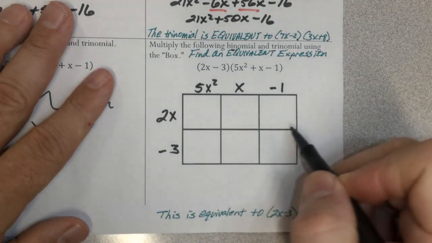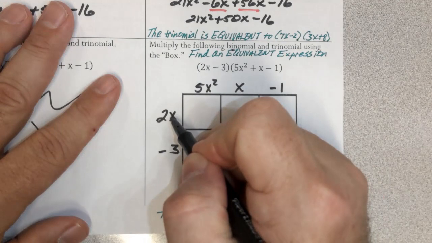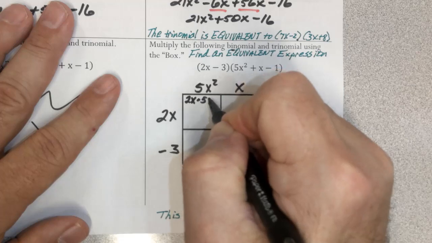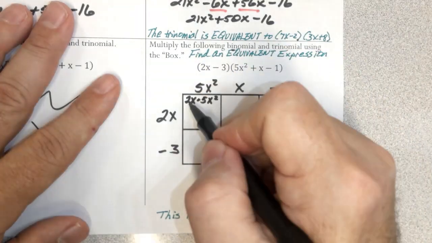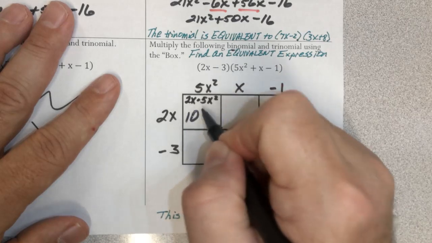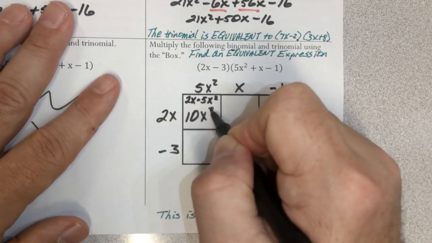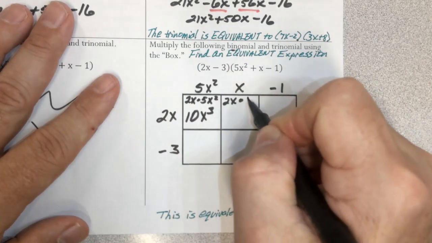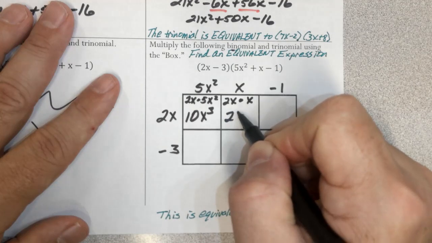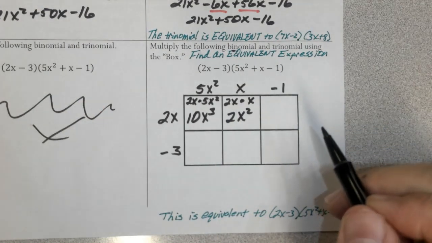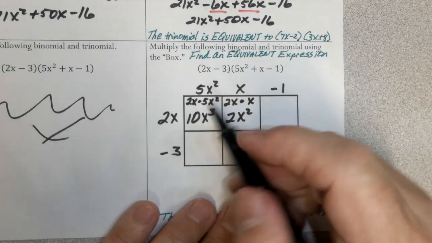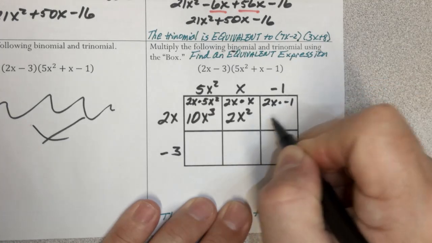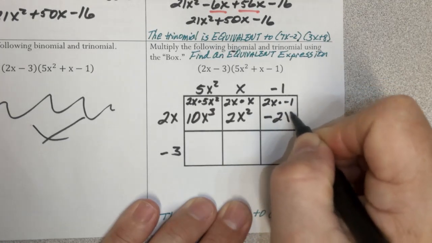So now we're going to fill in these boxes similar to how we did above. So we go 2x times 5x squared. Okay, so 2 times 5 is 10, and x times x squared, that'll be x cubed. And then we'll go 2x times x, so that'll give us 2x squared. And then we have 2x times negative 1, so that'll give us minus 2x.